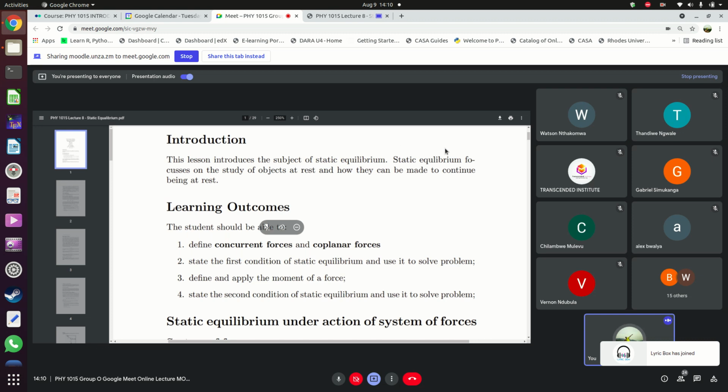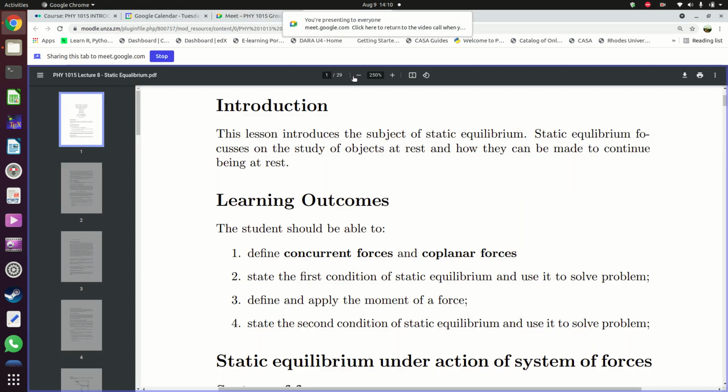So there are two types of equilibrium. One, static equilibrium, which is associated with objects which are at rest. The other kind is kinetic equilibrium, which is associated with objects which are moving with constant velocity. Our focus in this course is mainly going to be on the first one, static equilibrium.